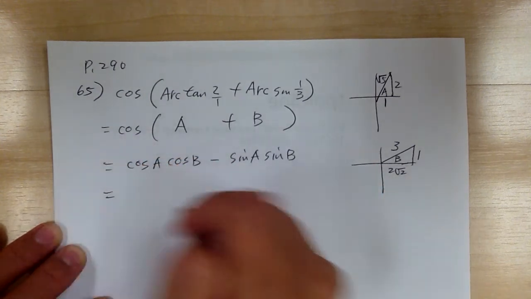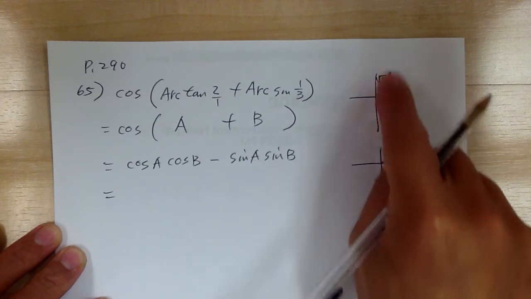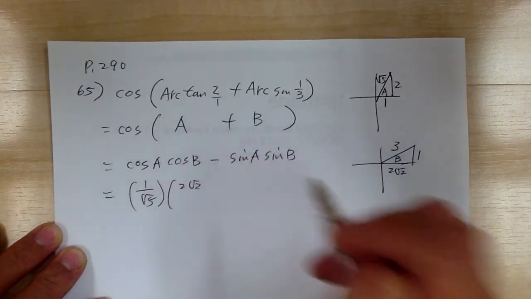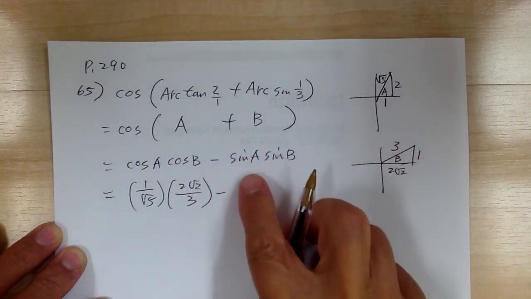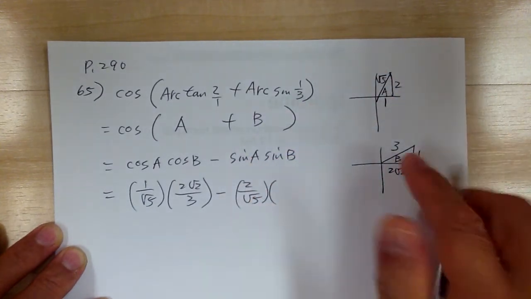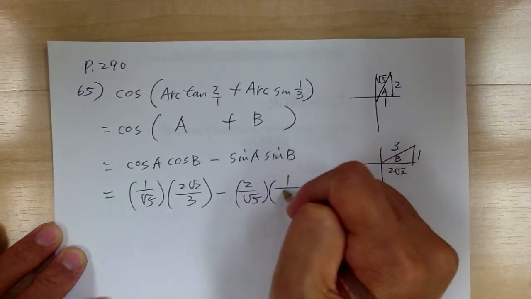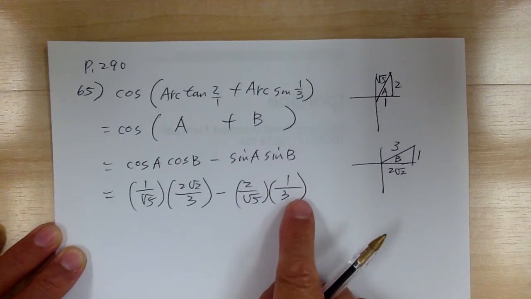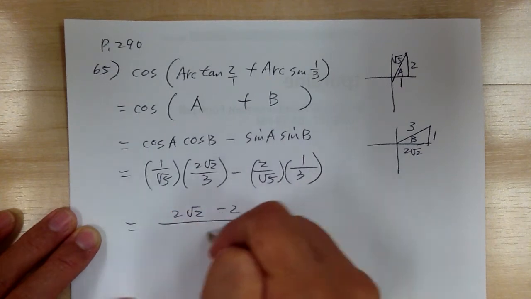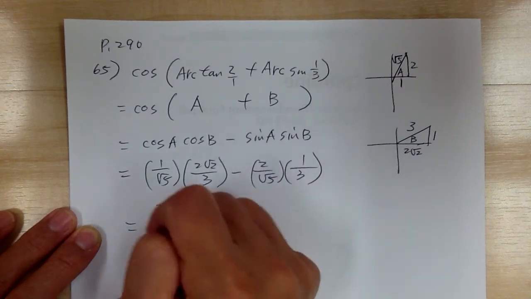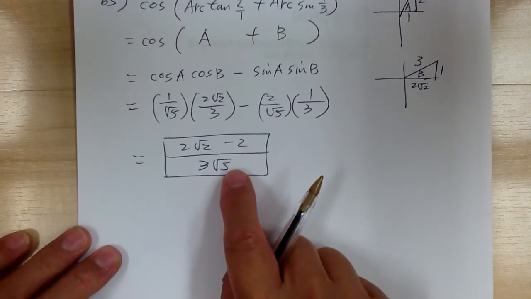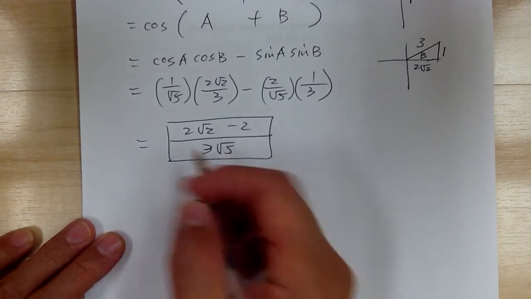So now you can substitute everything. So cosine A is 1/square root of 5, and cosine B is 2 square root of 2/3, minus sine A is 2/square root of 5. Sine B is 1/3. And if you notice, when you do it correctly, you should have a common denominator. So this is equal to (2 square root of 2 minus 2)/(3 square root of 5). Okay, and that's it. So the book has this kind of answer, so I'm going to allow it. But usually try not to have the radical in the denominator.